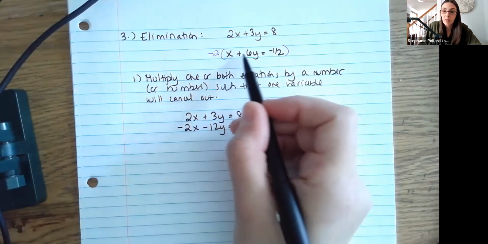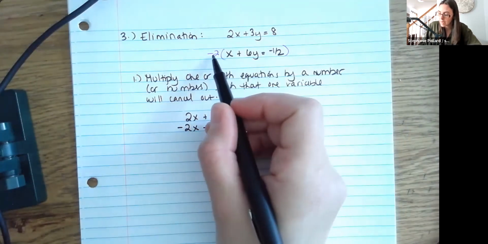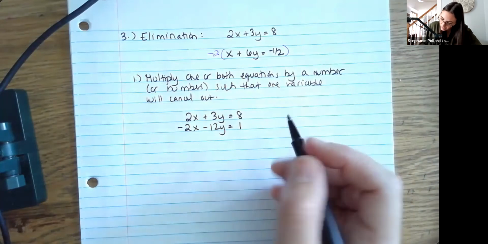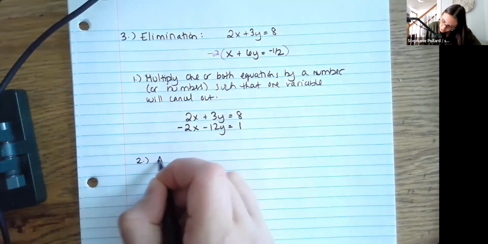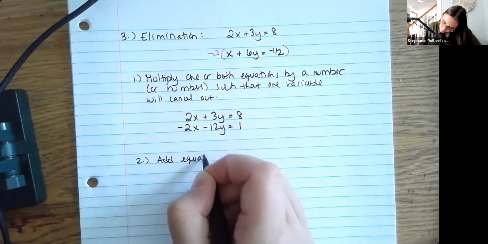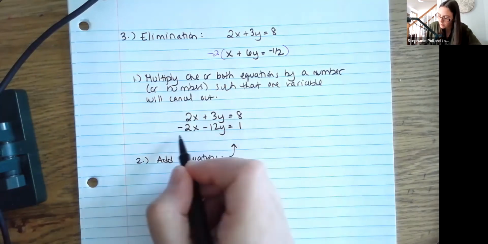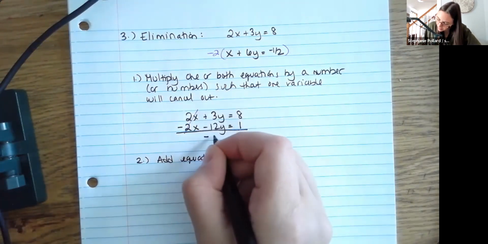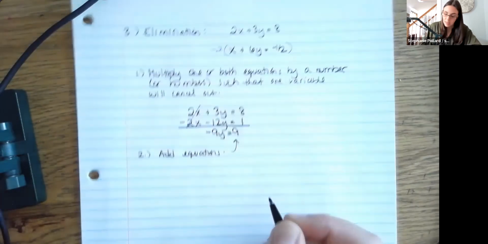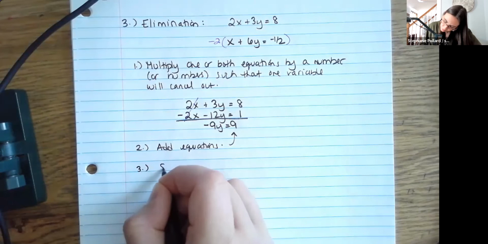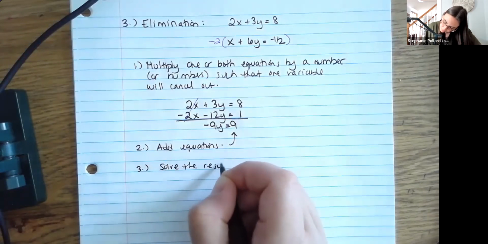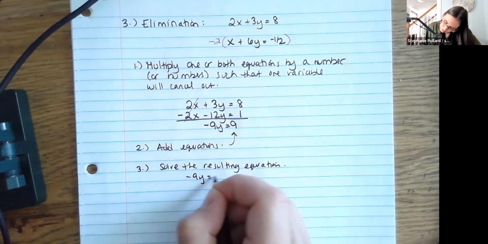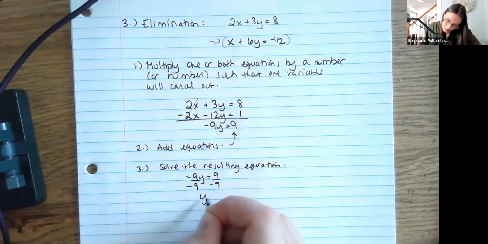Now, as I multiply the whole equation, I get -2x, -12y, and then here -2 times -1/2 is +1. And then what you're going to do next is add the equations. I'm just going to do it up here. That's easy to see. One of your variables should cancel. You're left with -9y equals 9. And now you solve the resulting equation. So -9y equals 9, divide by -9, and I get y equals -1 again.